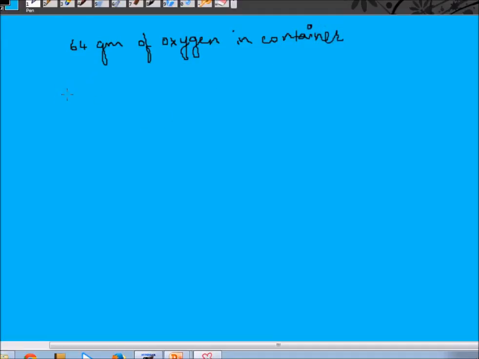Now I have to calculate. The question is, if this oxygen is in the form of oxygen gas, that is in the form of O2, calculate the number of moles of molecules in the container. You have to calculate the number of moles of molecules inside the container. So let's see.